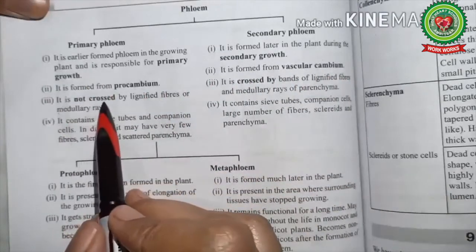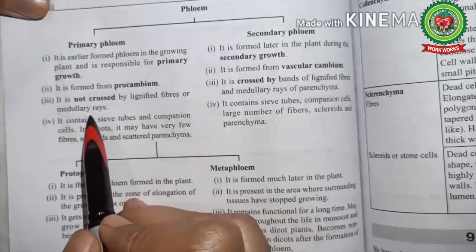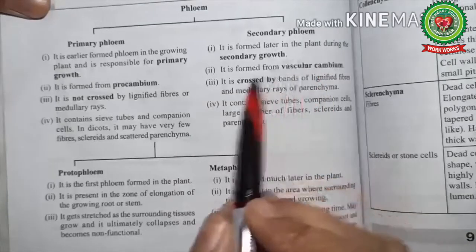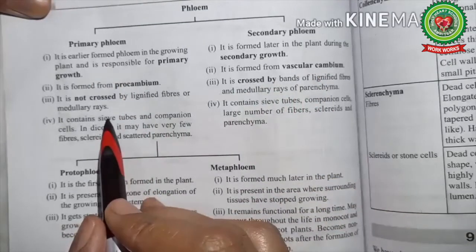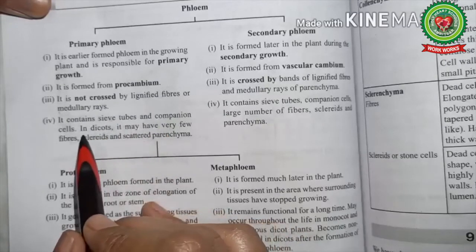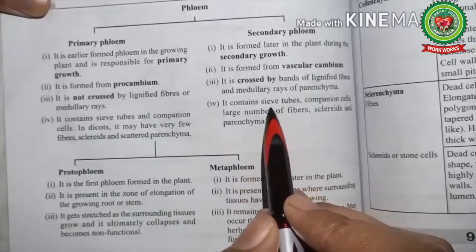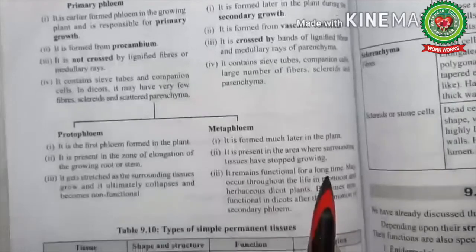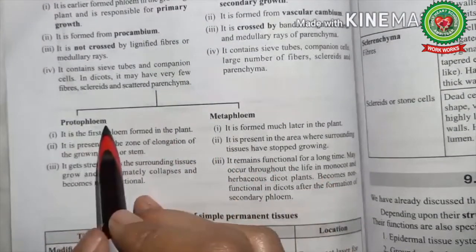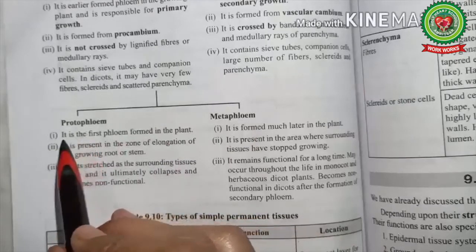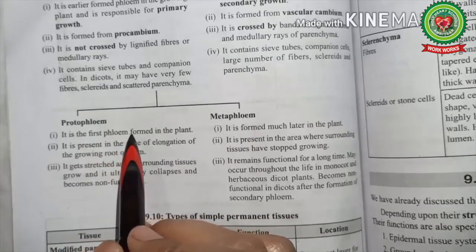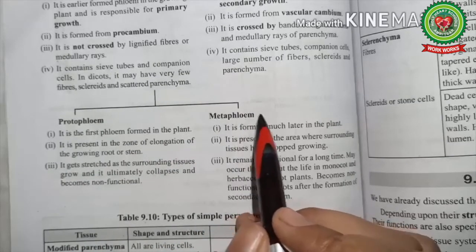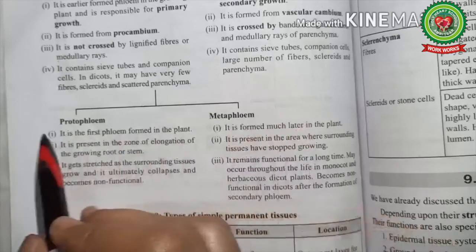Primary phloem is not crossed by lignified fibers or medullary rays, whereas secondary phloem is crossed by bands of lignified fibers and medullary rays. Primary phloem basically consists of sieve tubes and companion cells, whereas secondary phloem consists of sieve tubes, companion cells, a large number of fibers, sclereids, and parenchyma. Now primary phloem is further divided into two types, protophloem and metaphloem. Protophloem is the first formed primary phloem in the plant. Metaphloem is the phloem which is formed during a later stage in the plant.